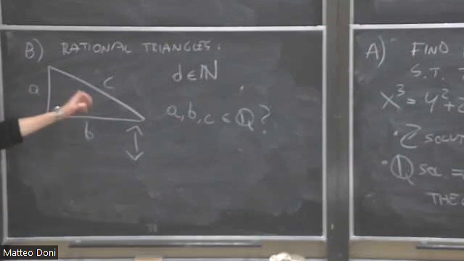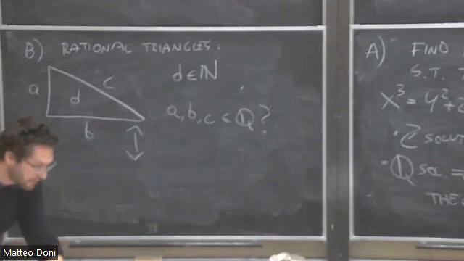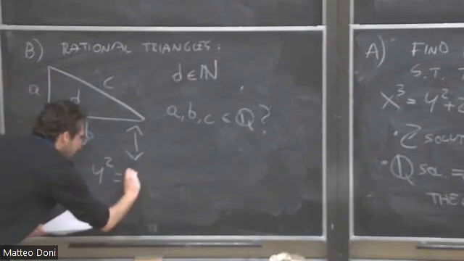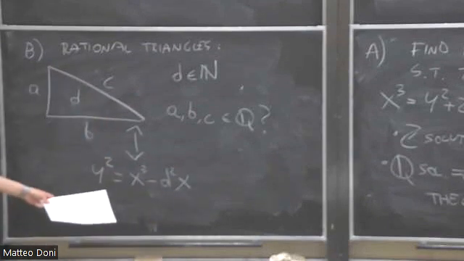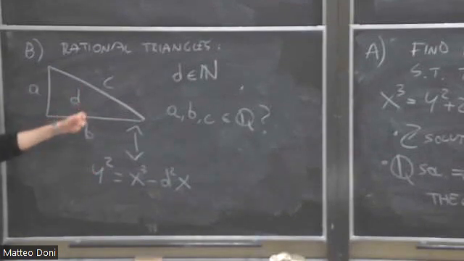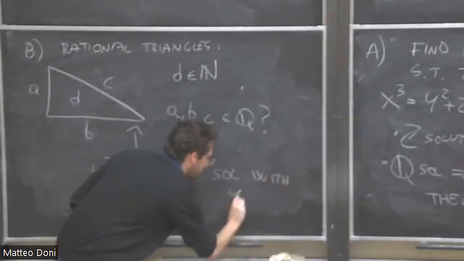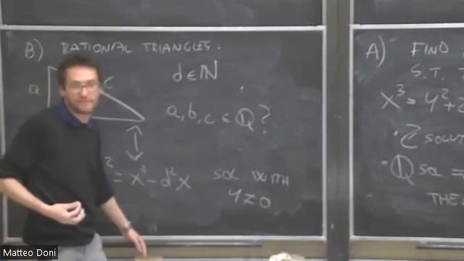The idea is that you can construct such a rational triangle if and only if you can find certain solutions of this elliptic curve, y squared equal to x cubed minus d squared x. In particular, you can find rational triangles if and only if you can find solutions which have y coordinate different from 0. So you do not just need to have a solution, but also a solution like this.